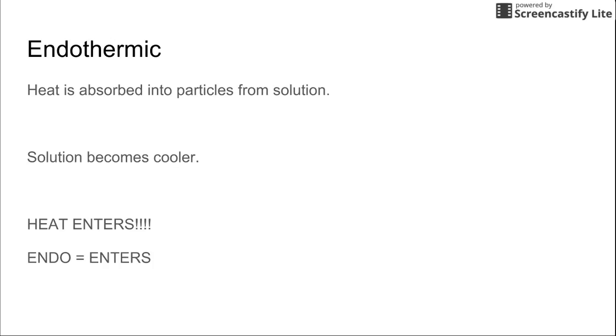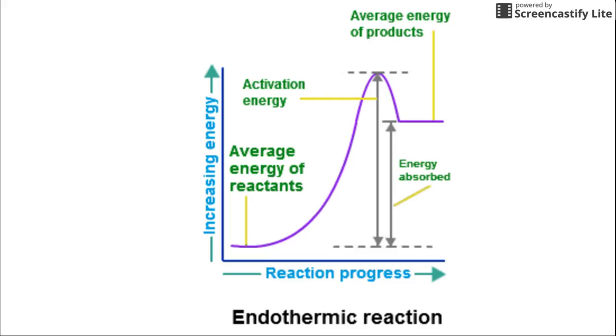Endothermic is when heat is absorbed into particles from the solution. So the solution itself becomes cooler. Heat enters in an endothermic reaction. Endo means enter. Exo means exit. Endo means enter. In an endothermic reaction, you have this average energy of the reactants. You need all of this energy to be in place in order to get to the product. So it enters.